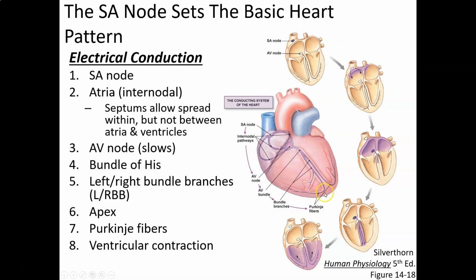Those go down to the apex of the heart, that pointy part at the bottom. They turn up. They turn into what are called Purkinje fibers, and those are what releases the action potential to the ventricular muscle. So the atria basically contract from the top down and push blood into the ventricles. The ventricles contract from the bottom up and push blood into the large arteries exiting the heart, the aorta or the pulmonary trunk.